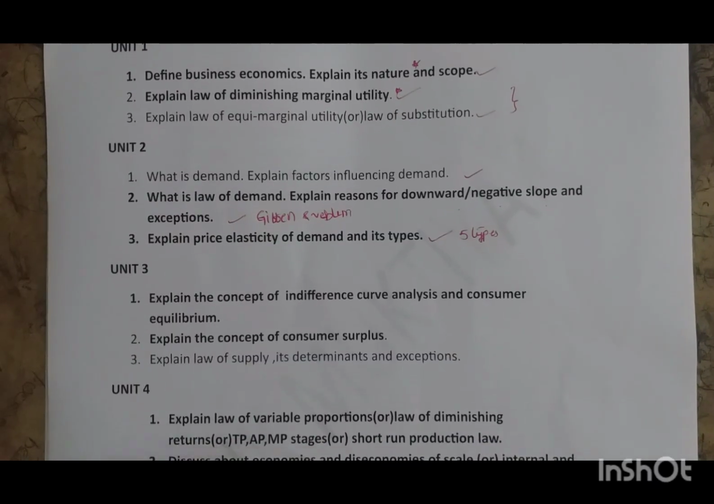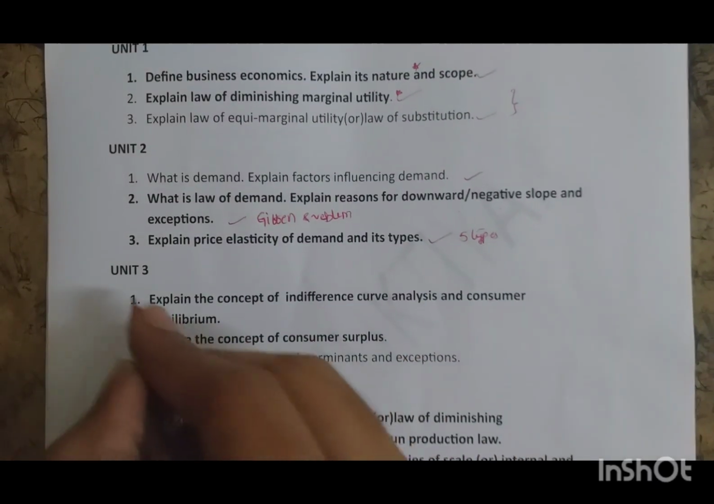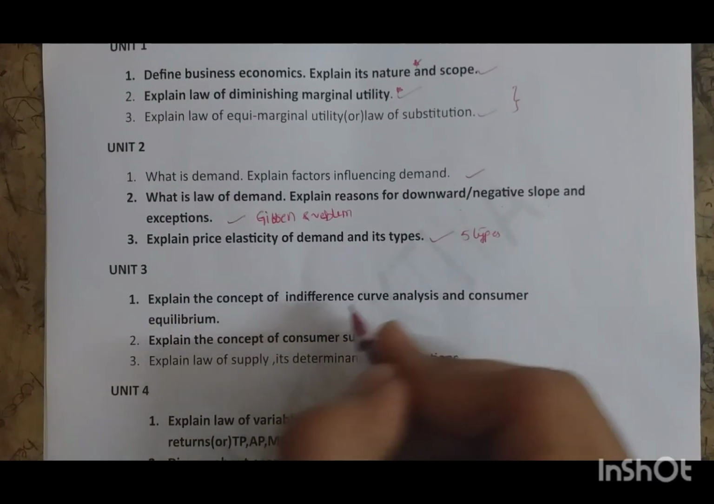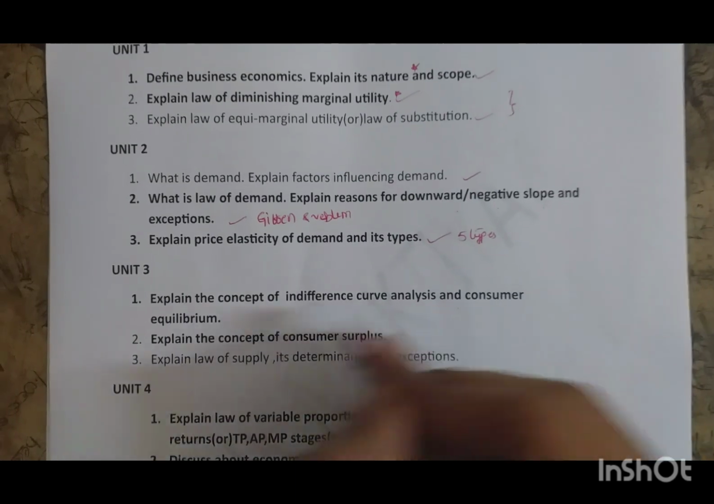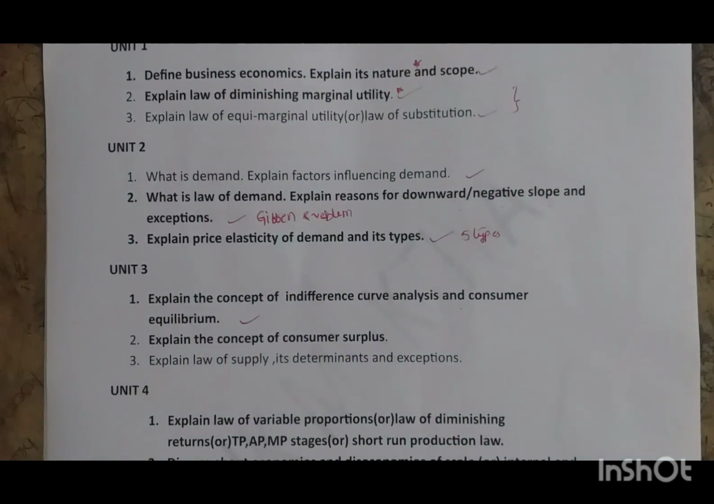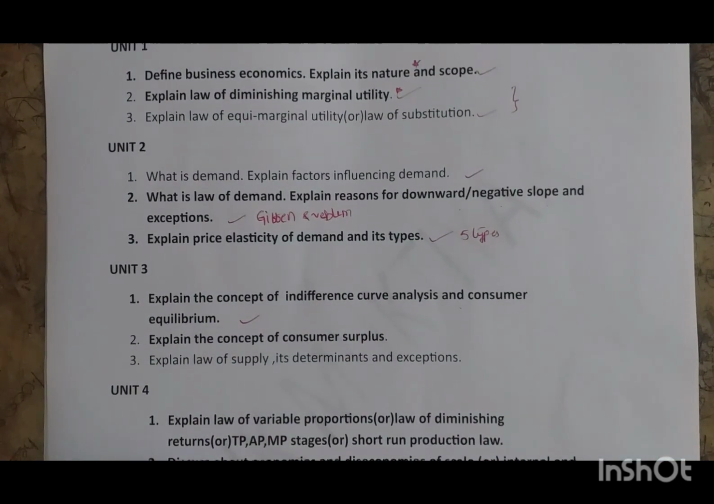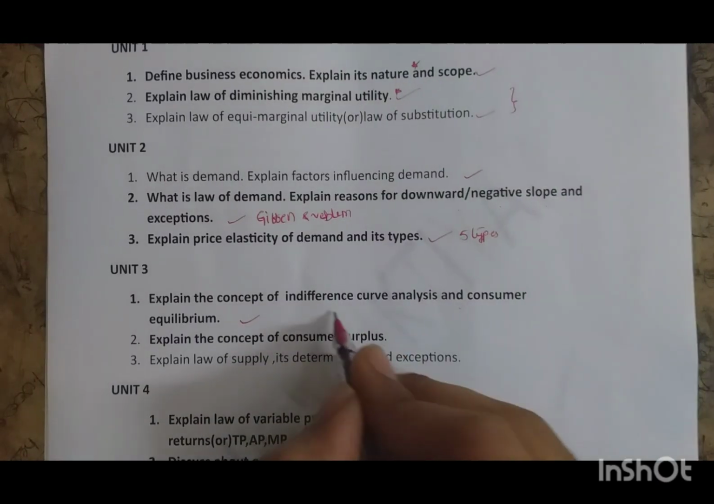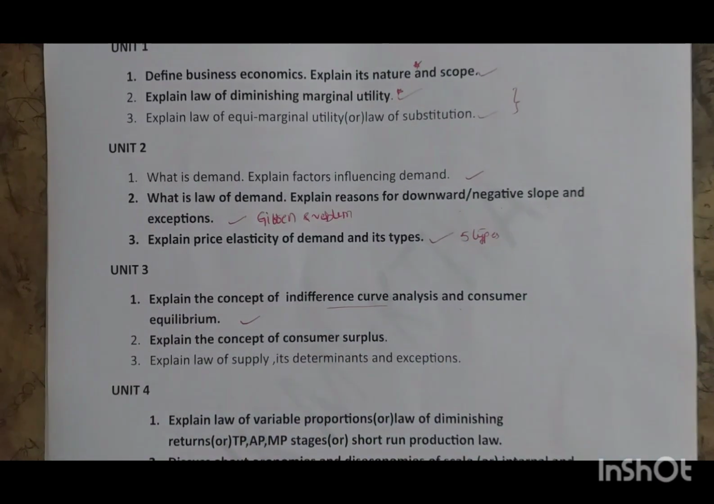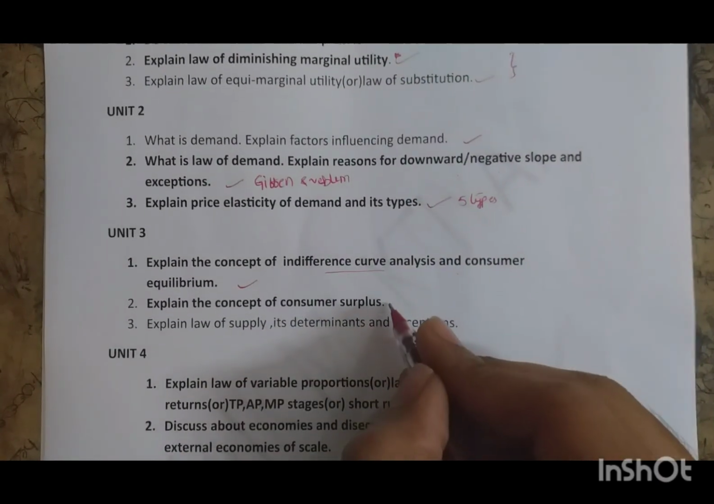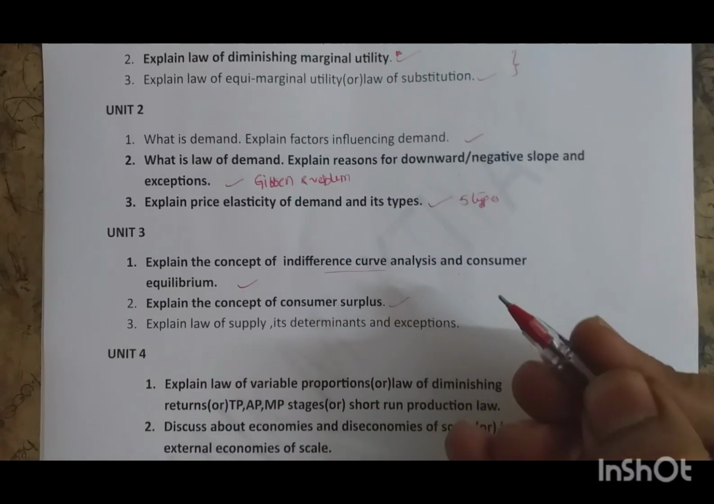Next, come to the third unit. In this third unit the important question is: explain the concept of indifference curve analysis and consumer equilibrium. The same question he may ask as: explain the consumer equilibrium using the indifference curve analysis. Both are the same only. Second important concept is: explain the concept of consumer surplus.